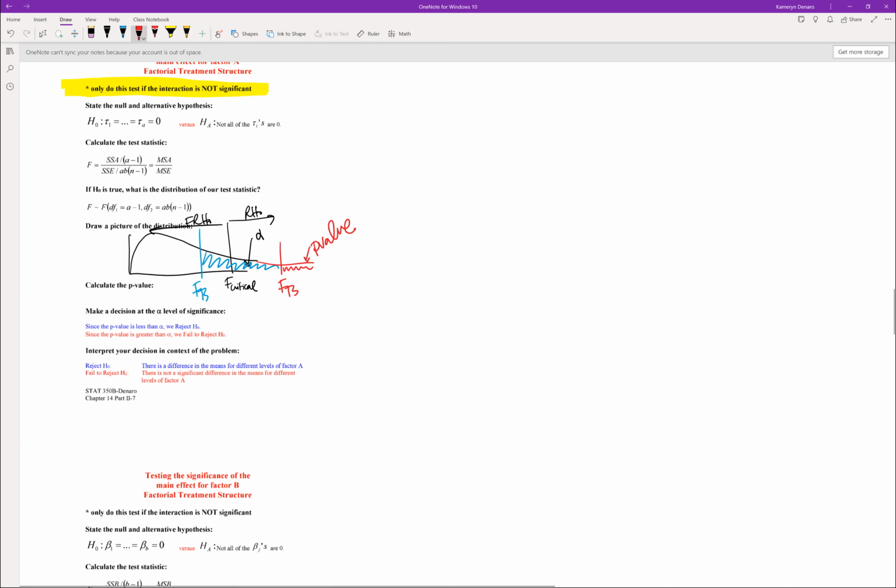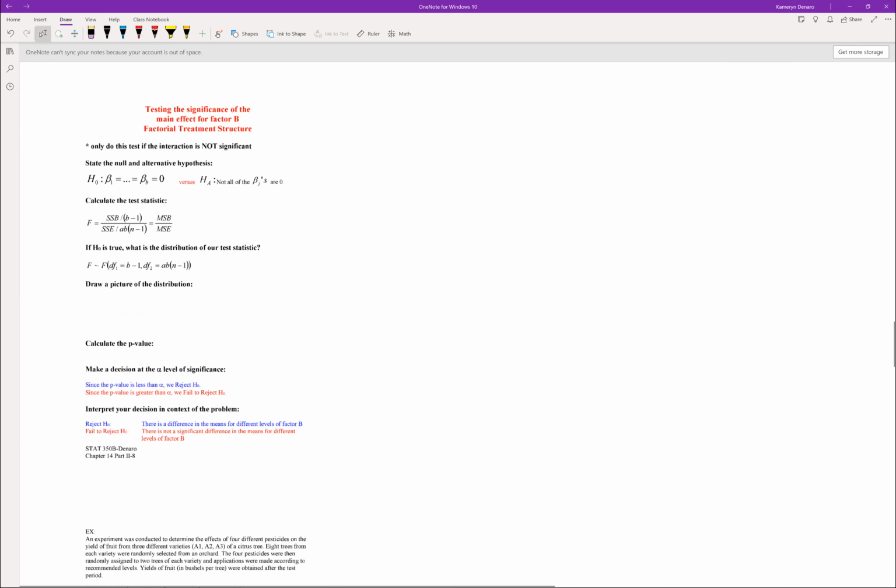We can do the same thing for testing the significance of the main effect for factor B, but remember that we only do this if the interaction term is not significant. Now we're focusing on the betas because the betas have to do with factor B, and we're going to ask, are all the effects of factor B equal to 0, or are at least one of the different levels of factor B making a difference in our response? And we can calculate our test statistic by looking at the mean square for factor B divided by our mean squared error. Once again, this is an F distribution, and that peaks at 1.